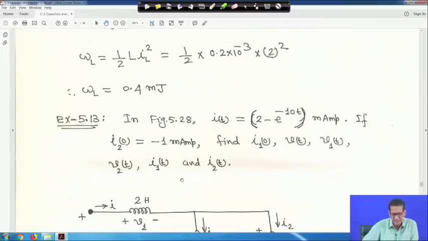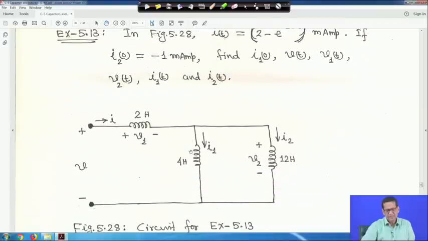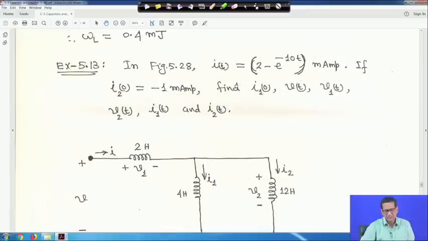Next is another problem, a simple problem. In this figure, i(t) is given as 2 minus e to the power minus 10 t milliampere. If the initial condition i(0) is given as minus 1 milliampere, find the initial conditions i1(0), then v(t), then v1(t), then v2(t), then i1(t) and i2(t). You have to find all of these.